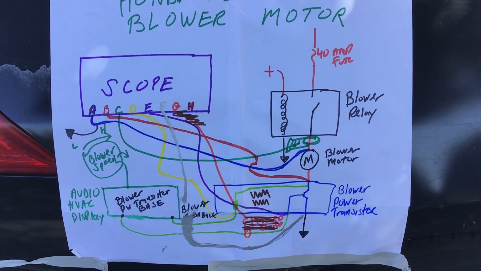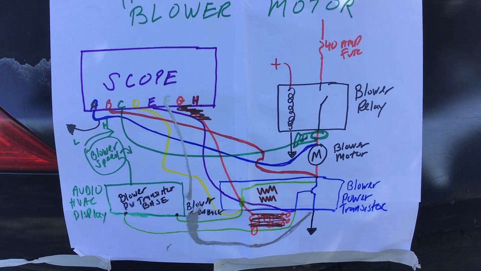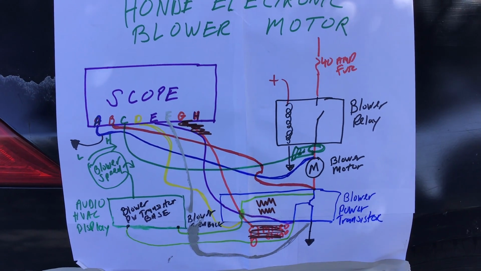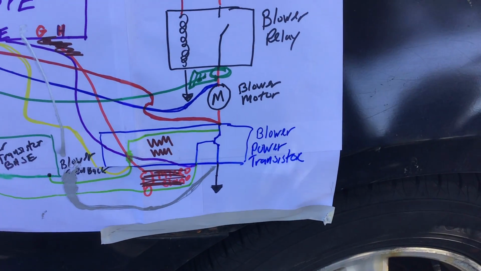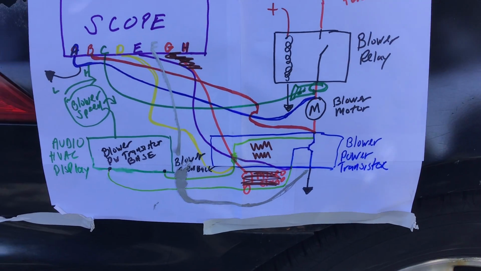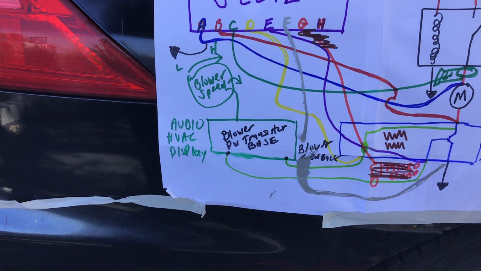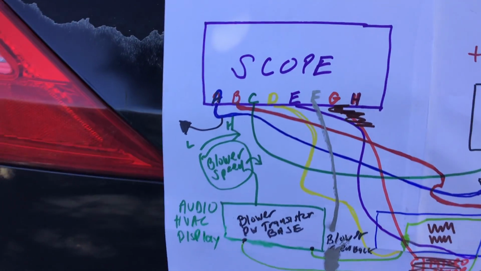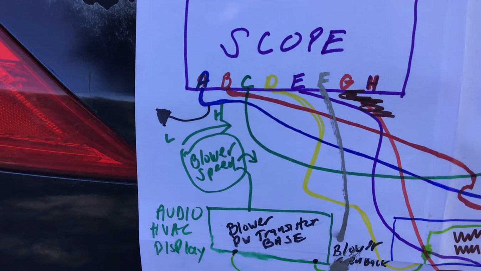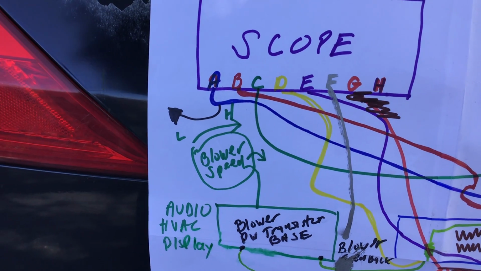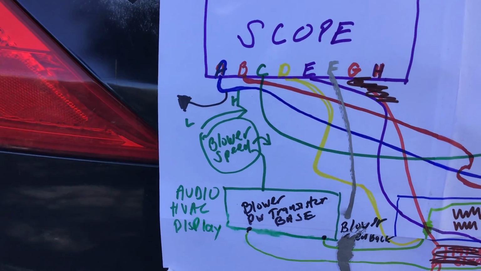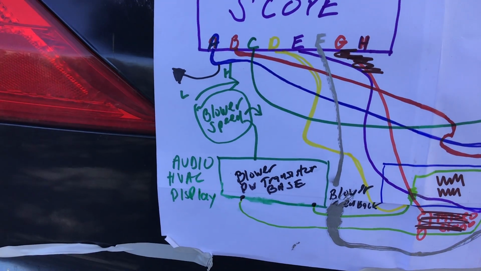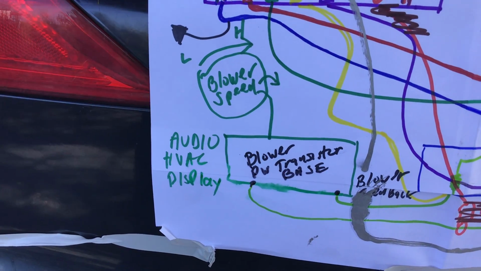Basically, this is not an automatic climate control system. It is a manual system, but yet the blower speed is controlled by what we call a blower power transistor, which is communicating with the HVAC module. They call it the audio HVAC display. And as you can see there where it says blower speed, that is the driver controlled blower speed control, which moves between low and high, actually between on, low, and high. And that is part of the HVAC display.